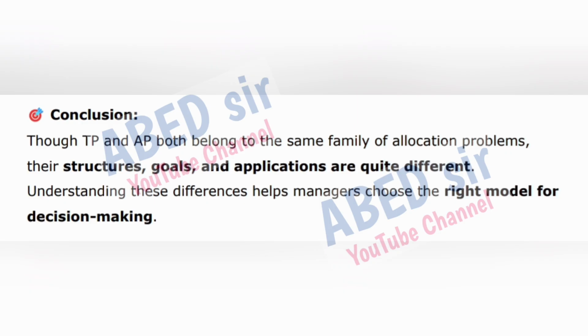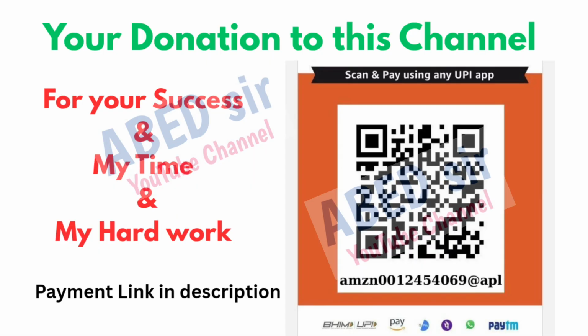Conclusion. Though TP and AP both belong to the same family of allocation problems, their structures, goals, and applications are quite different. Understanding these differences helps managers choose the right model for decision-making. Next, unit 3. Long questions.